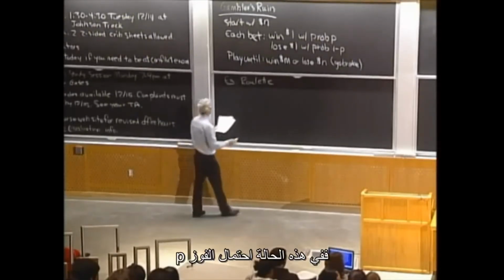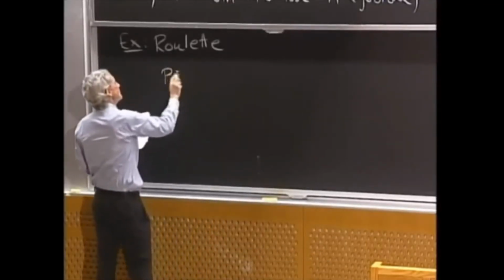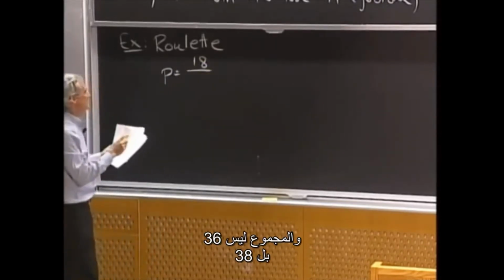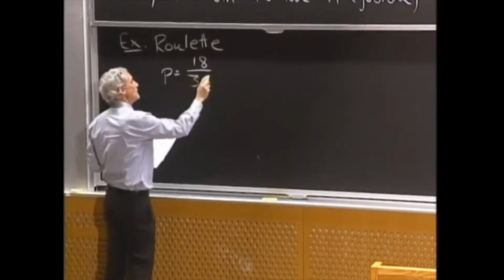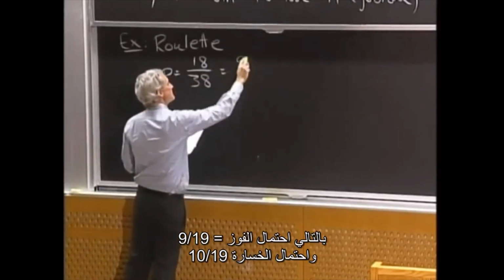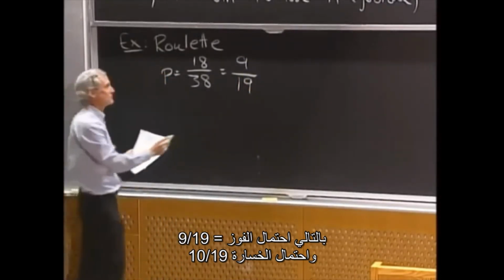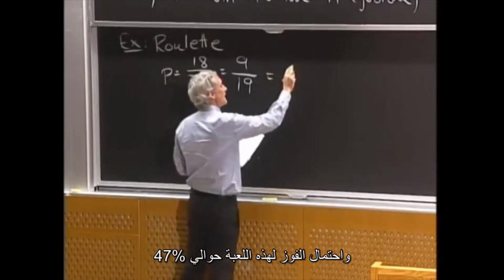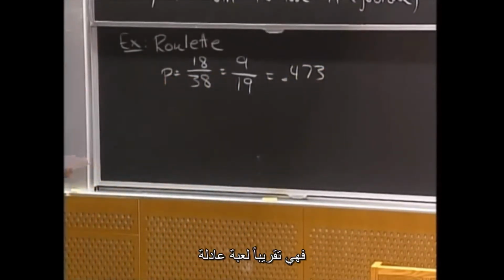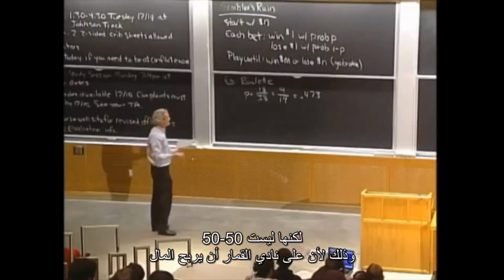And you win if the ball lands in a slot that's red, and there's 18 of those, and you lose otherwise. So in this case, the probability of winning, P, is 18 chances to win, and it's not 36 total, it's 38 total because of the 0 and the double 0. All right, so this is a 9/19 chance of winning and a 10/19 chance of losing. And so this is a game that has a chance of winning of about 47%. So it's almost a fair game.